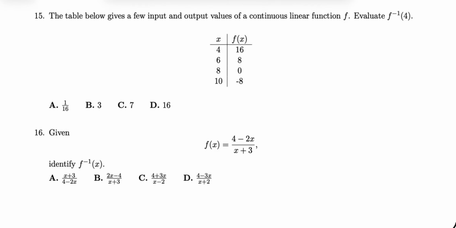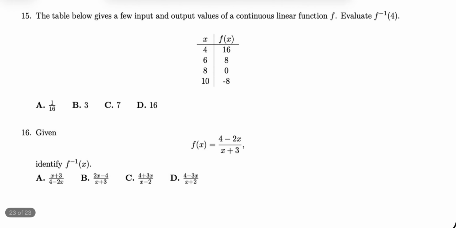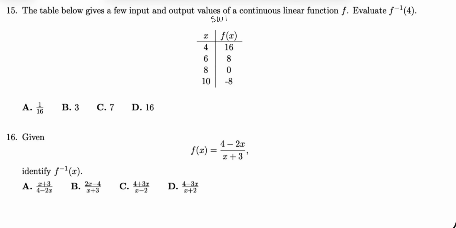The table below gives a few input and output values of a continuous linear function. Evaluate f inverse with an input of 4. So what we're going to do is, one way to determine inverse functions is to switch the input and output values. Determine the inverse by switching the input and output variables and solve for the new output variable.